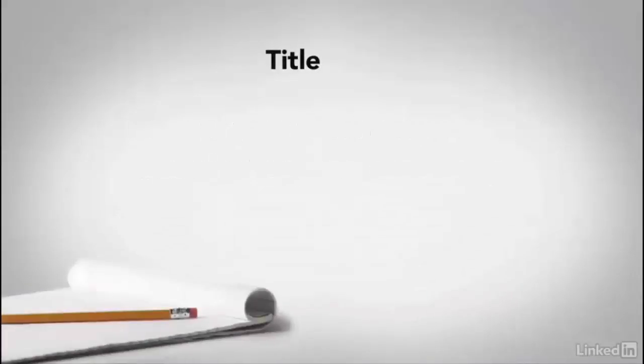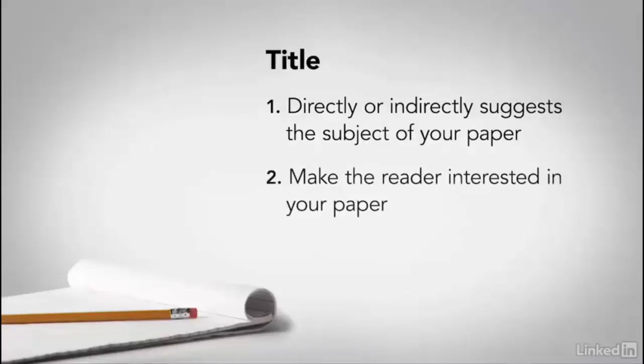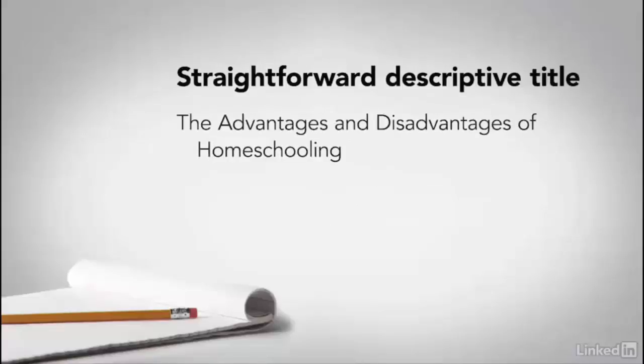A good title has two purposes. First, it either directly gives or indirectly suggests the subject of your research paper. The title's second purpose is to make the reader interested in your paper. And whatever title you choose, be certain that the information included in the final research paper is reflected in the title. It can be a straightforward descriptive title, the advantages and disadvantages of homeschooling.